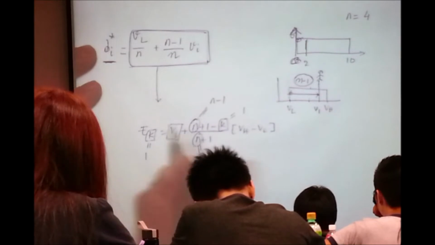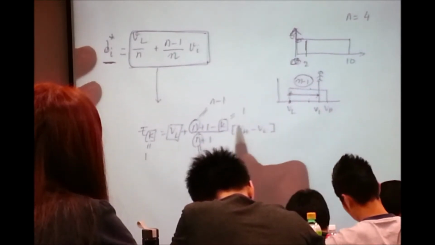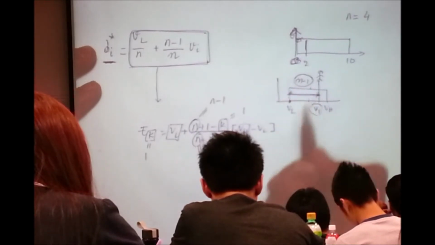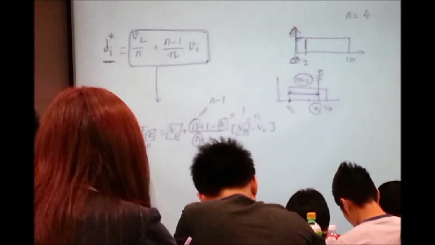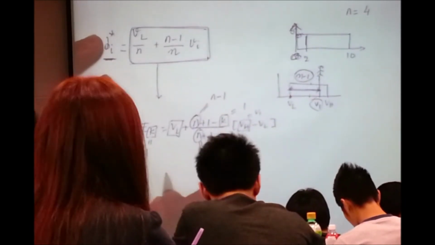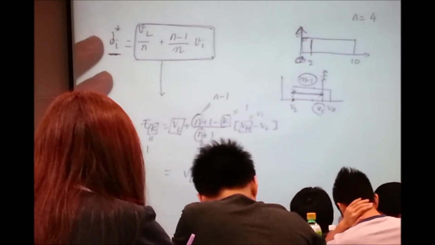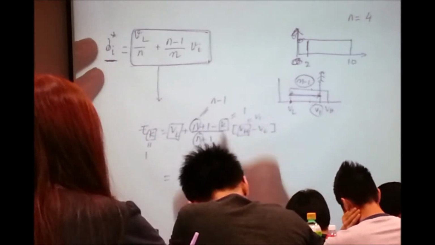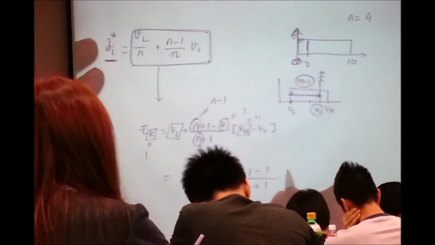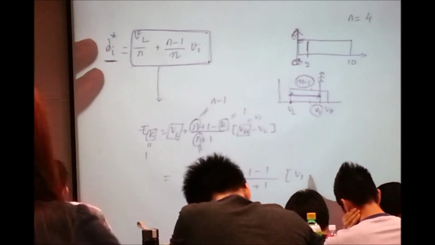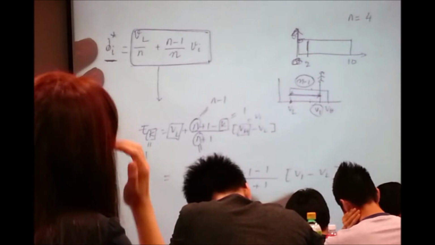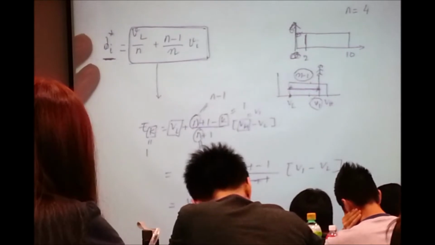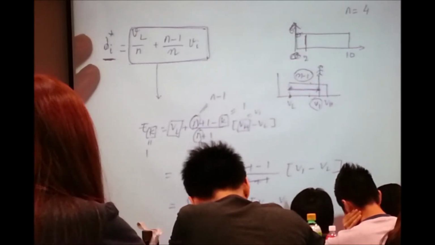BL remains as BL, no problem. This is my BL. BH, the highest bound, becomes, because I am looking at this distribution, BL plus n minus 1 plus 1 minus 1, n is n minus 1 plus 1, BH is B1, sorry, minus BL. This is what I said. So I get BL plus n minus 1 over n, B1 minus BL.